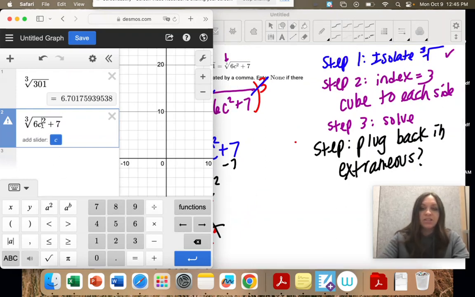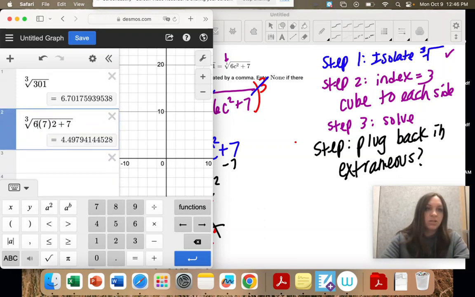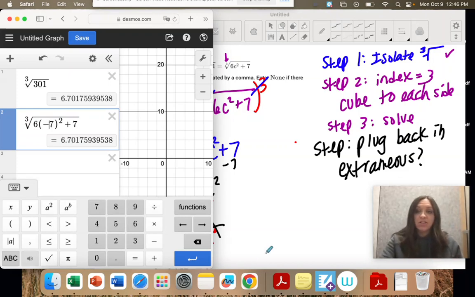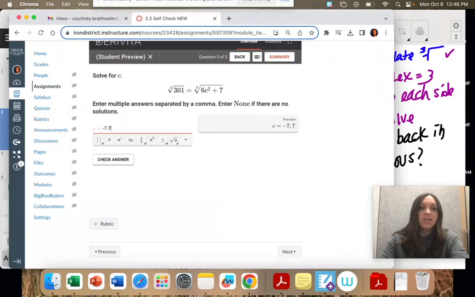Now I'm going to replace c with positive 7. Oops. So I have the same thing on the left and right. That means 7 is a solution. What happens if I change it to negative? Nothing changes because we're squaring it. When you square negative, it turns positive. So same. So those are both actually solutions. That means we're going to type them both in. -7, 7.